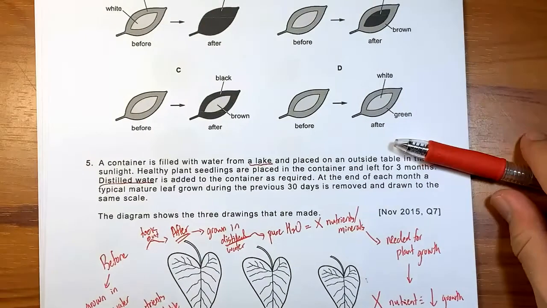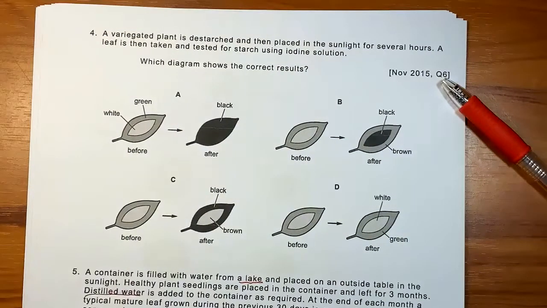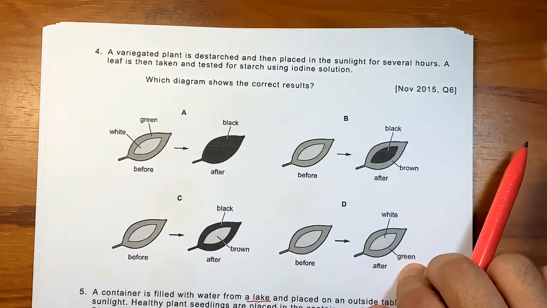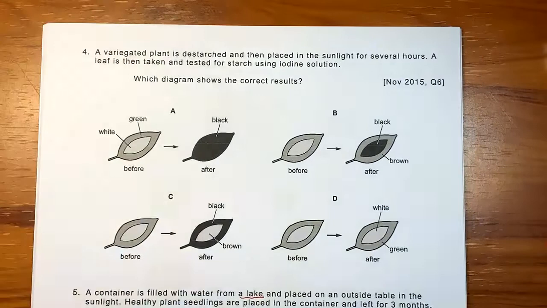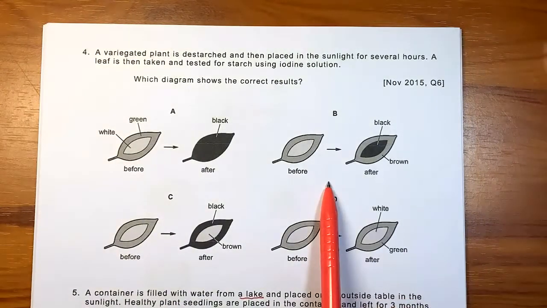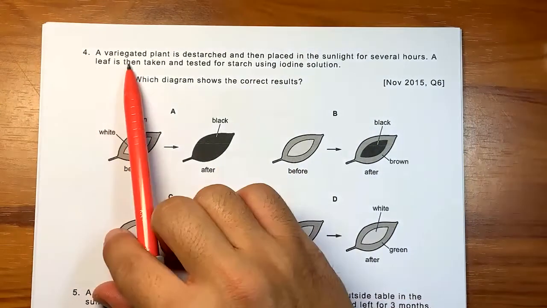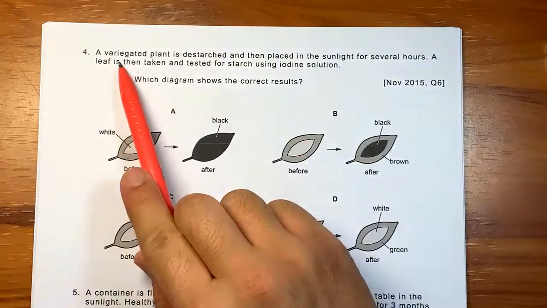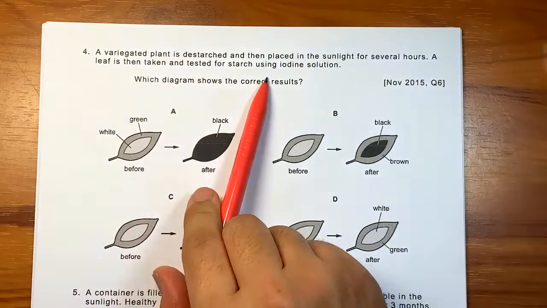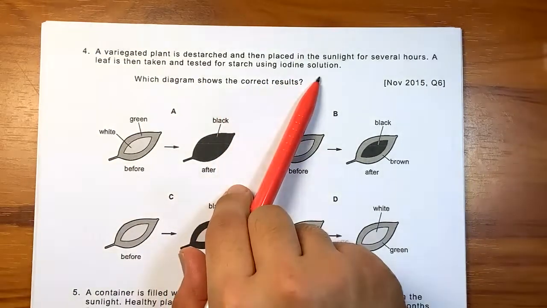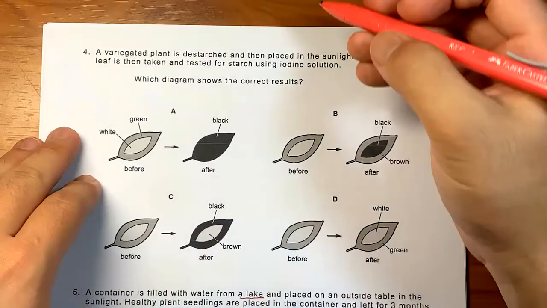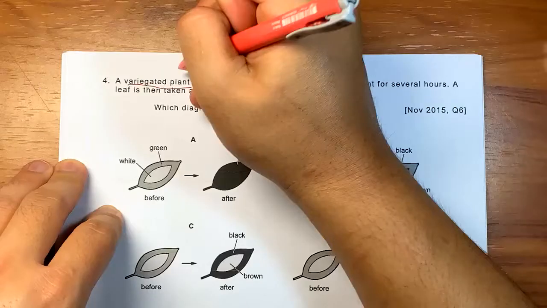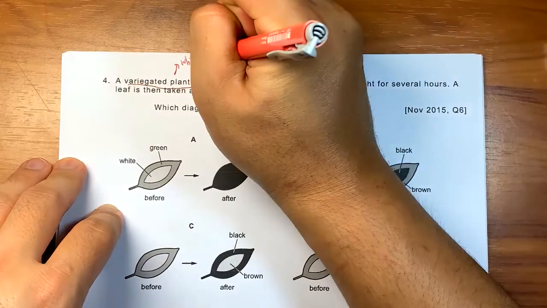Oh, by the way, I actually forgot about this question as well. If we go to this question. Yes, this question is similar to the question that we discussed earlier. It says here, a variegated plant is de-starched and then placed in sunlight for several hours. The leaf is then taken and tested for starch using iodine solution. So again, you have variegated plants, which means it has white plus green.